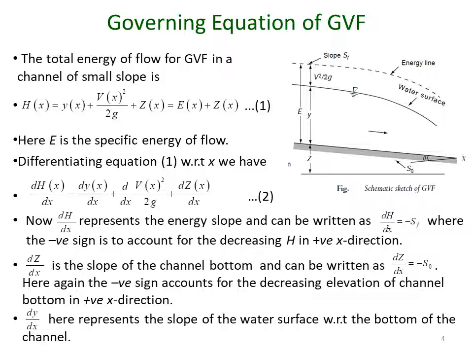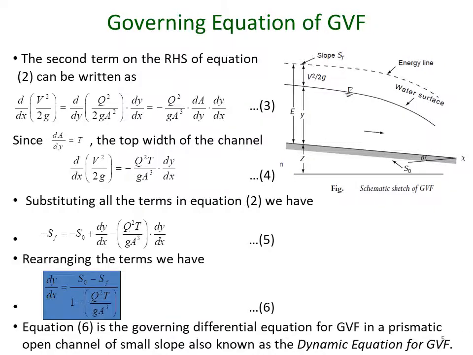The first term on the right-hand side of equation 2 is dy by dx, and here it represents the slope of the water surface with respect to the bottom of the channel. The second term on the right-hand side of equation 2 can be manipulated a little and written as d by dx of V squared by 2g equals minus Q squared by g A cubed into dA by dy and into dy by dx. This has been shown by equation 3 in this slide.